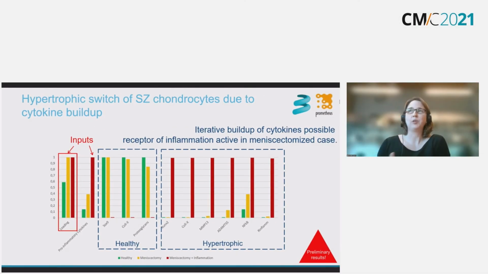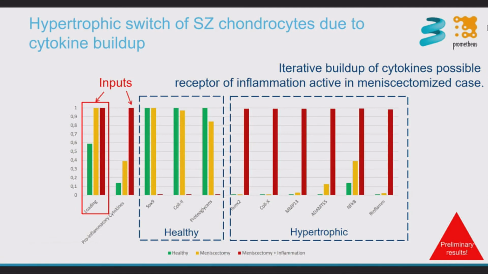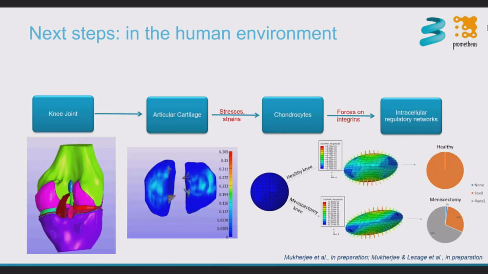Now, these inflammatory signals, they can build up over time. So if we run the model over time, they build up. And if we simulate such a buildup by adding the inflammatory factors that you see on the left-hand side as an input, then you see that for the red case, where we have both meniscectomized loading conditions and inflammation, you see that there is a switch from a healthy to a diseased phenotype. So here we indeed recapitulate what we know from clinical practice.